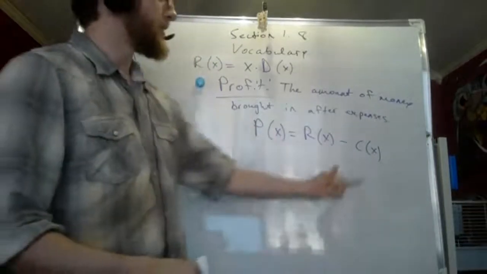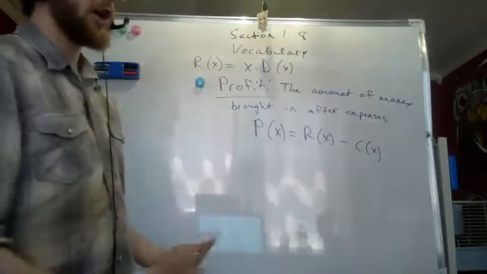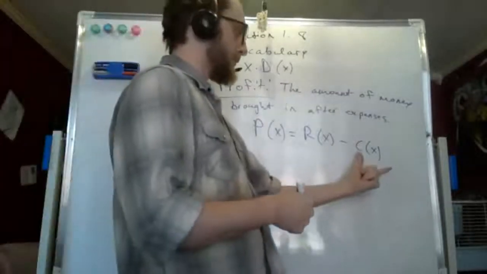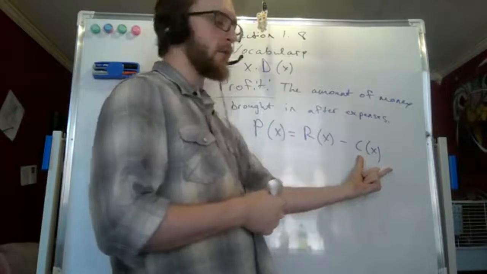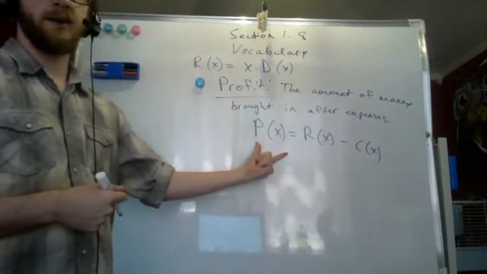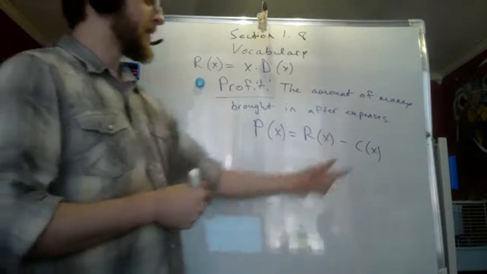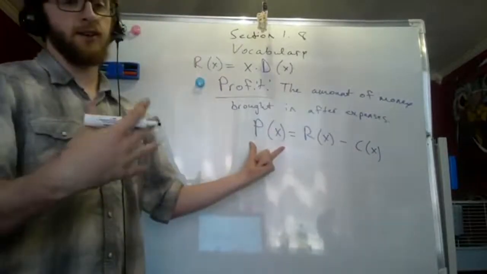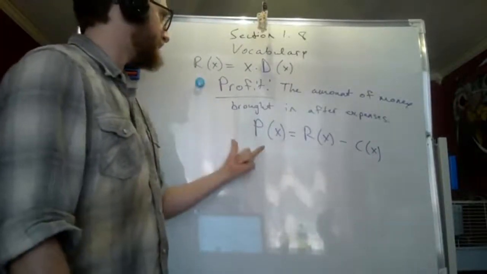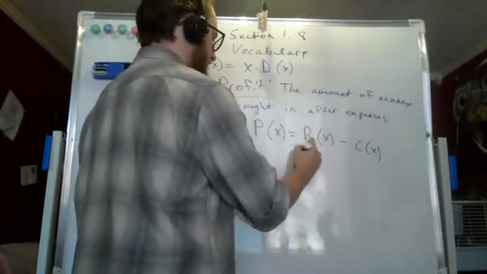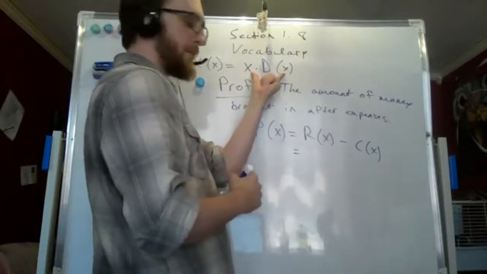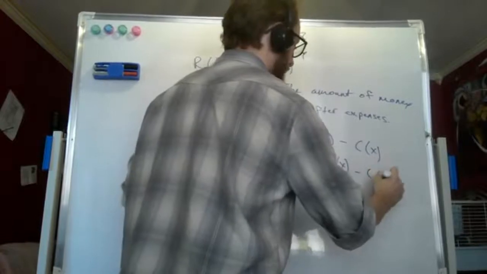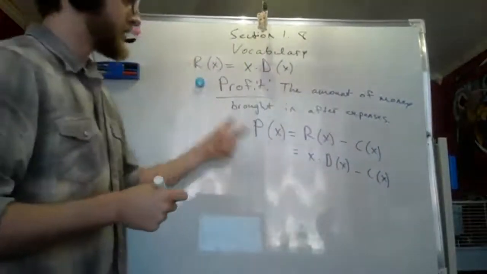Now, with that being said, remember that the cost function is usually how much it costs per month, per week, bi-weekly, whatever time frame that cost is being calculated for, that's the same time frame that profit is being calculated for here. So if this is how much it costs to keep your business running monthly, then this is how much profit you get monthly. And there you have it. Additionally, as we know, R of x is also x times demand. You can also write profit as x times demand minus cost. So this is profit.